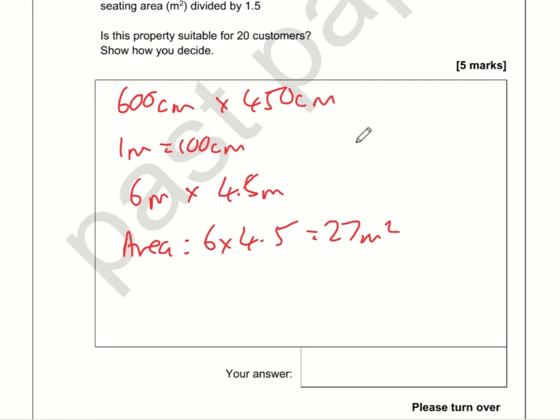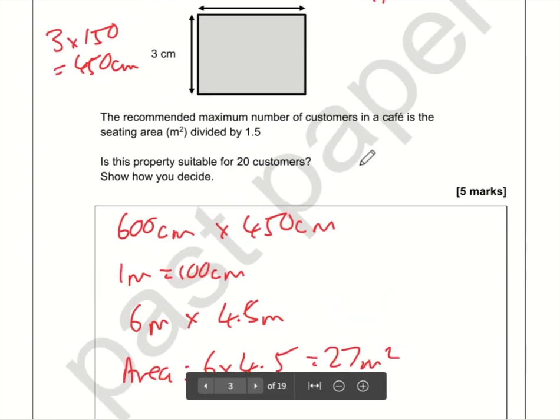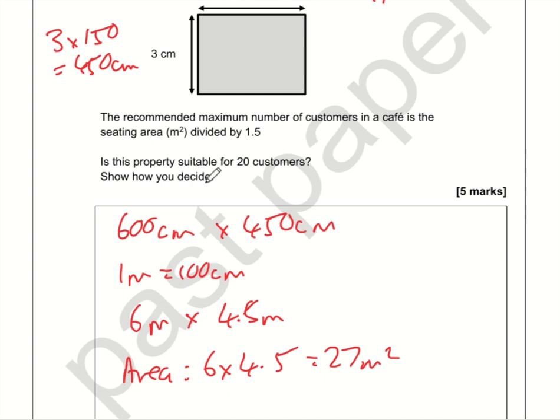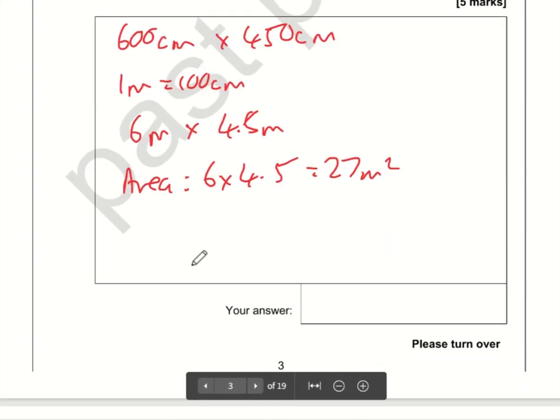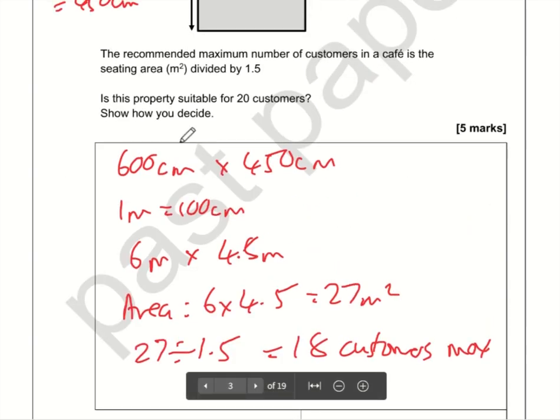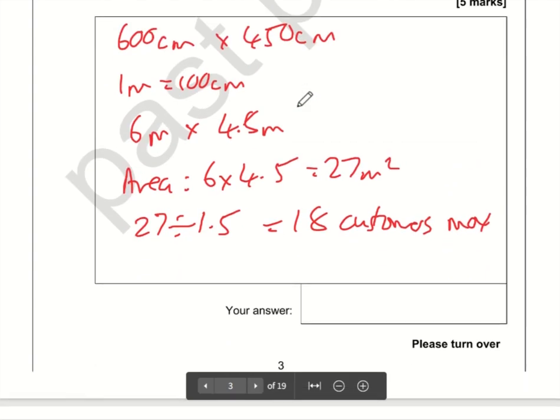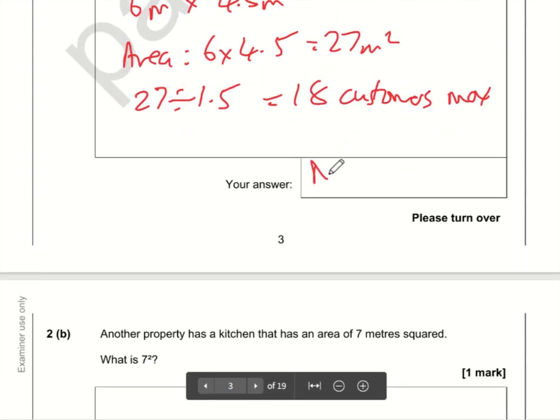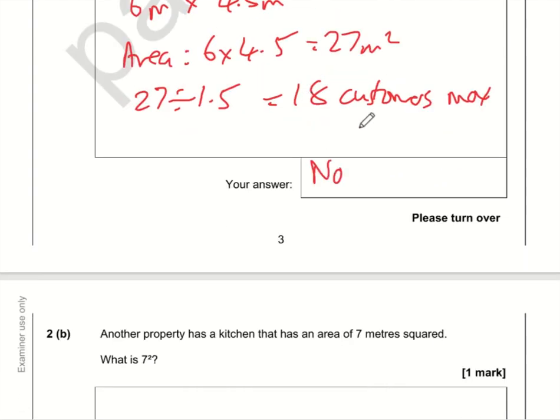Now it says here that the recommended maximum number of customers in a cafe is the seating area divided by 1.5. So what is 27 divided by 1.5? 27 divided by 1.5 is 18. So 18 customers max. And is the property suitable for 20? No, it's suitable for a maximum of 18.